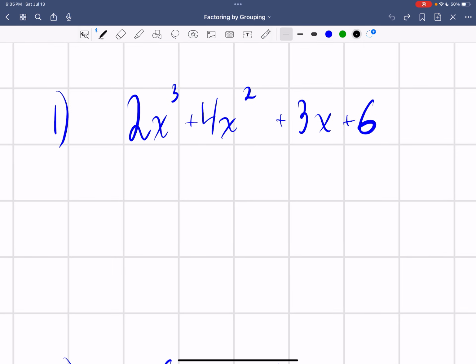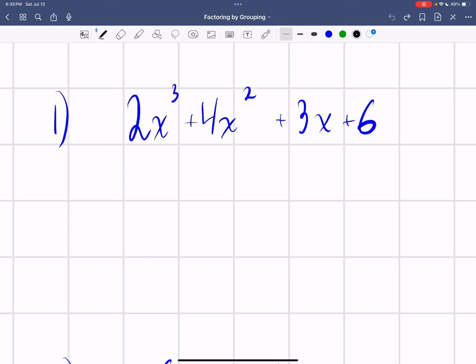So I have a few examples here that we can look at. You'll notice that this polynomial has 4 terms, and that's a sign that factoring by grouping might work as a technique to factor this polynomial. It's not a guarantee, but if you see 4 terms, you might want to try factoring by grouping. There's a good chance it might work for you.